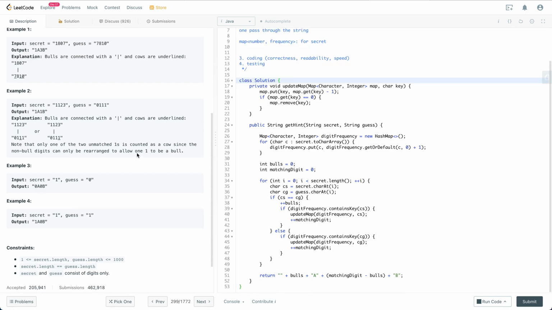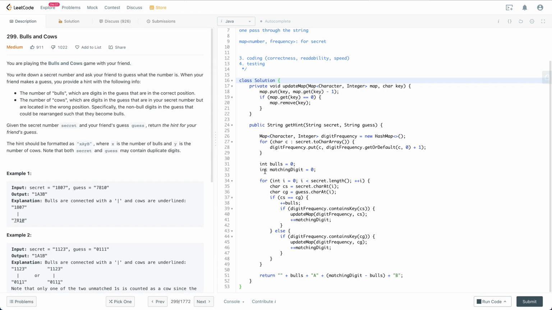So that's it for this coding question. And if you have any question about this solution or about whatever, feel free to leave some comments below.